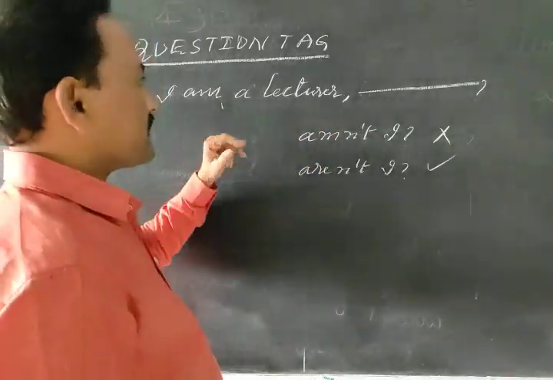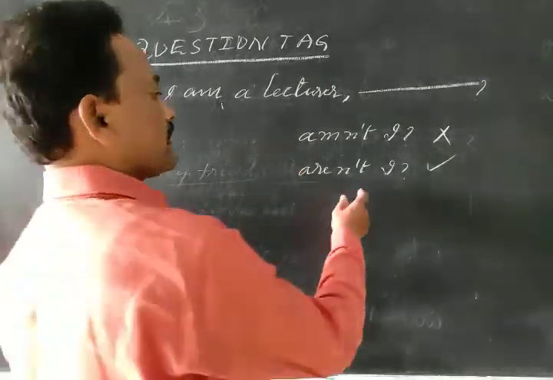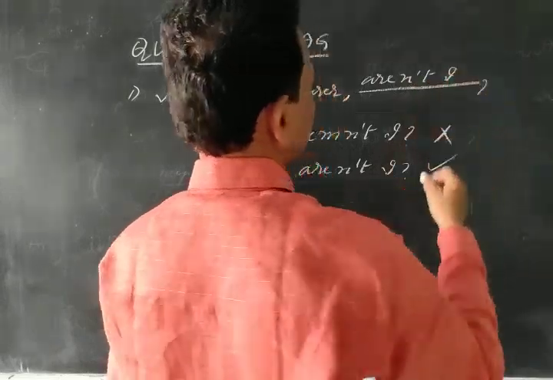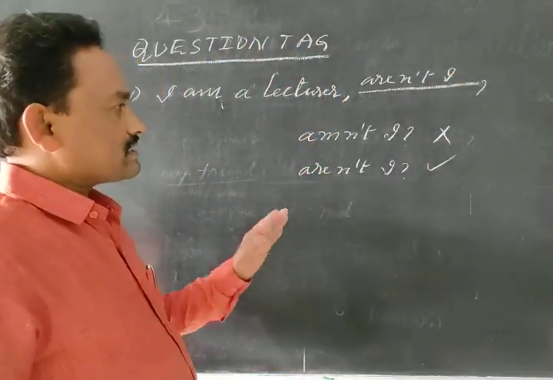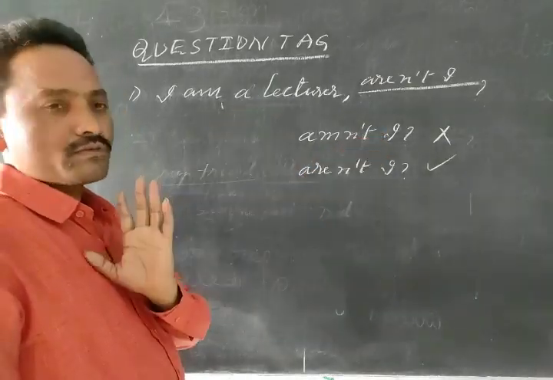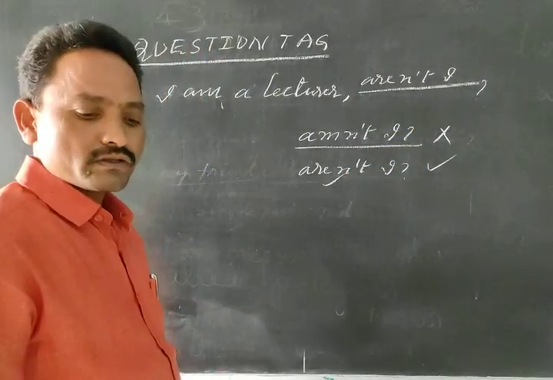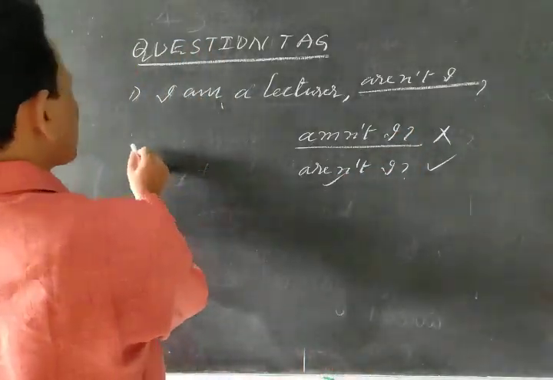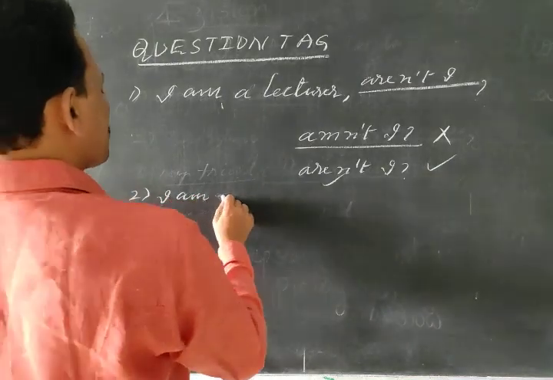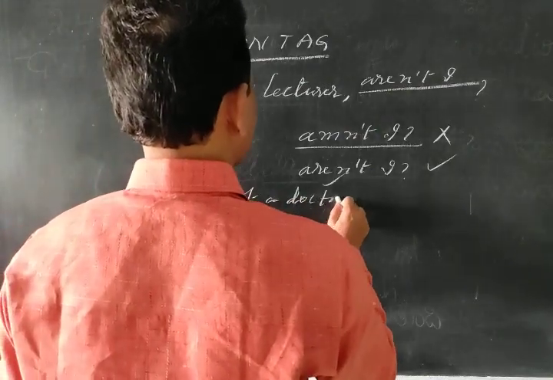So, I am a lecturer. This is a statement. To this statement, the question tag is "aren't I". But by mistake, generally we can think "amn't I" is used. But instead of this, "aren't I" is used. Okay? But one more sentence here: I am not a doctor.